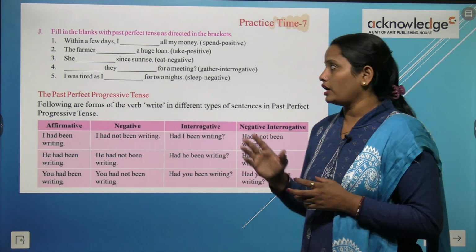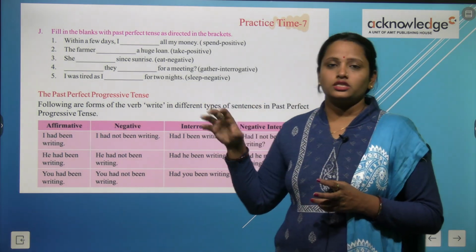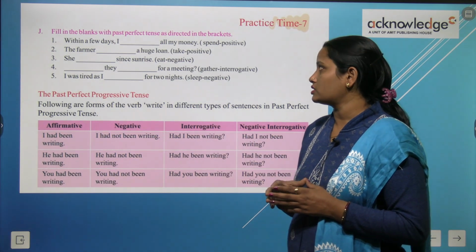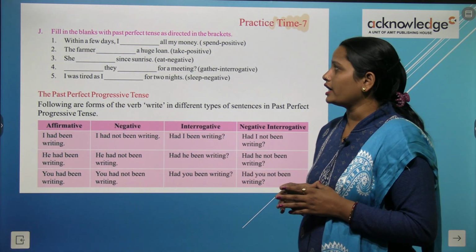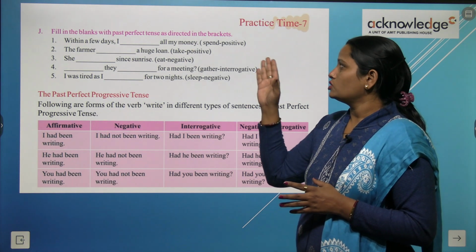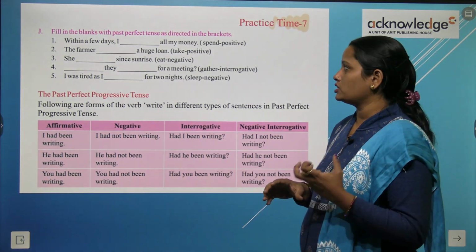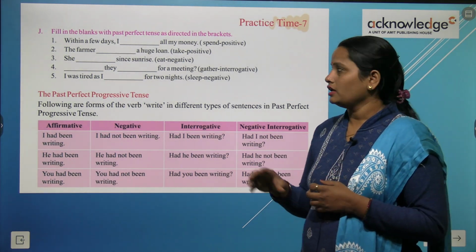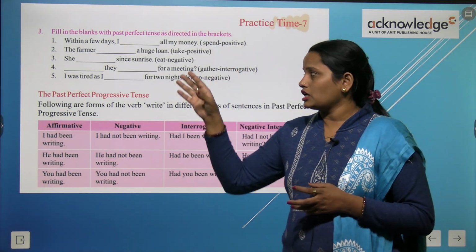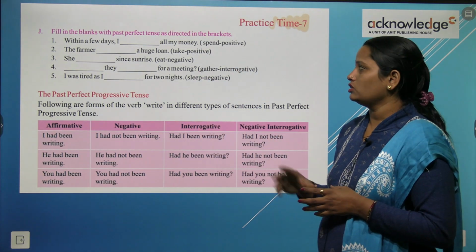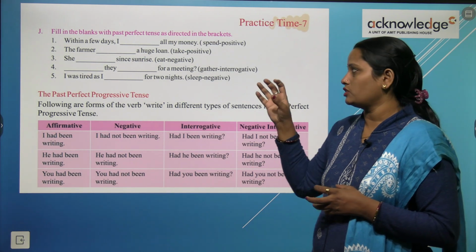So bracket में लिखा हुआ है, and according to this, you have to complete the exercise. So, within a few days, I dash all my money. So spend लिखना है हमें in the positive form में हमें लिखना है. Same year the farmer dash a huge loan. अब इसमें जो take को लिखना है in the positive form.